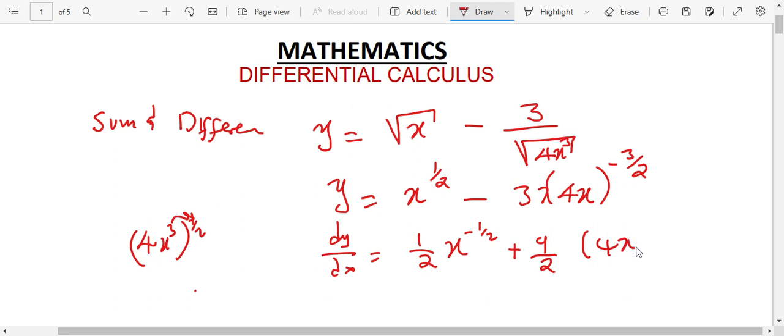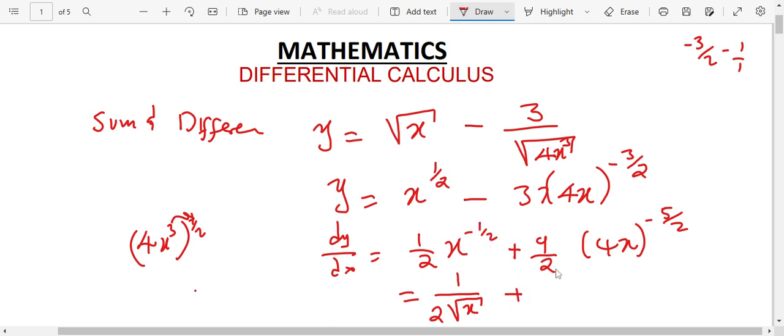And then we're going to have 4x, the negative 3 over 2, subtract a 1, that would be negative 5 over 2. So this is going to become, the x here, since it is negative, is going to go in the denominator. So I'm going to have 1 over, remember in the denominator we already have a 2. So if it goes in the denominator, I'm going to change it into square root because it would become positive power half.